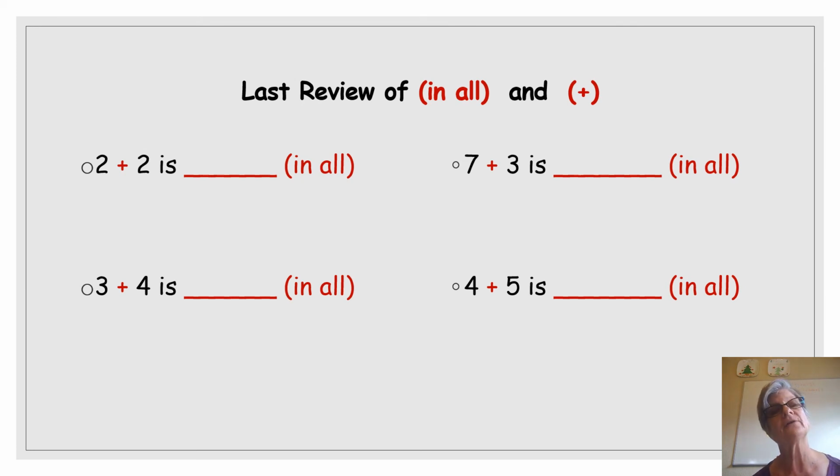We're going to talk about in all and the symbol, which means plus or and. Our first problem is 2 plus 2 equals, I goofed. It's 2 plus 2 is what in all? Or again, I could say 2 and 2 is what in all? Now you have to figure out the answer, how many we have in all. So you will need your crayons for this one and a piece of paper. Take one color crayon and color 2 objects down on your paper. You may begin.